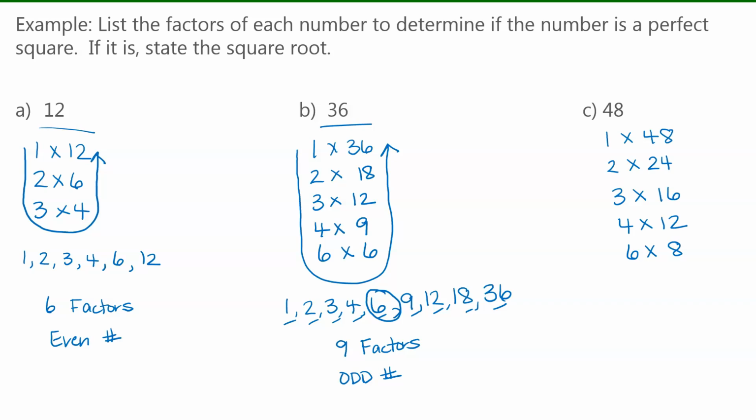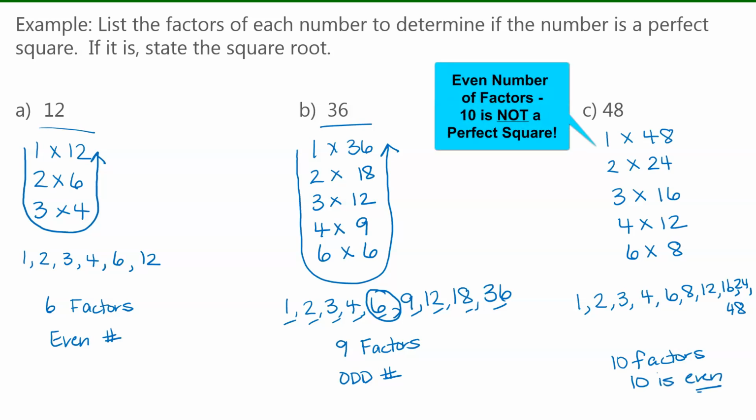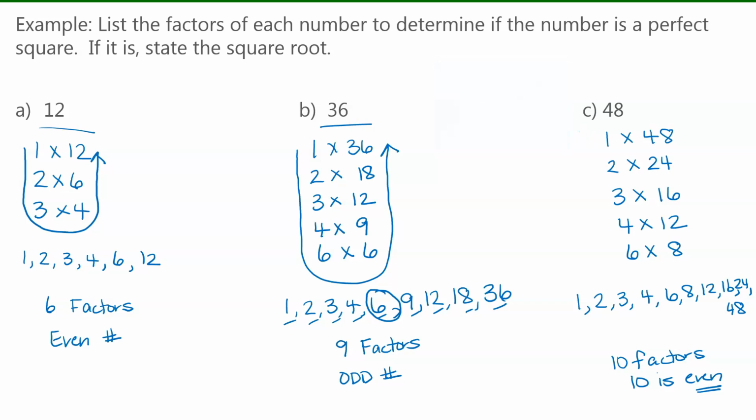So again, if I list these factors in order from least to greatest, I get 1, 2, 3, 4, 6, 8, 12, 16, 24, and 48. So there are 10 factors. 10 is an even number. So because there's an even number of factors, this is not a perfect square. It would have to be an odd number of factors in order for it to be a perfect square, and that's because that middle number would be the square root.